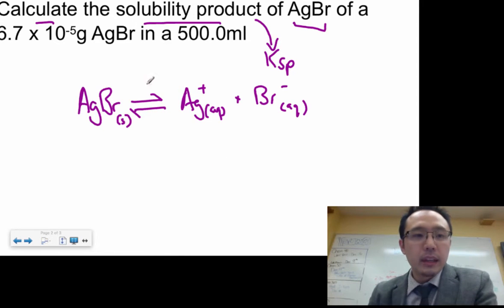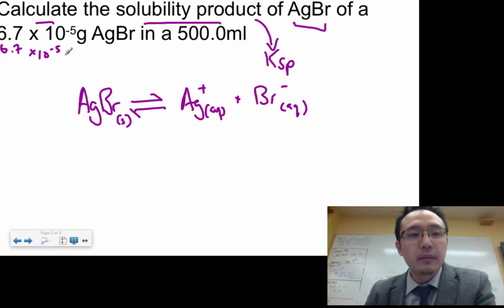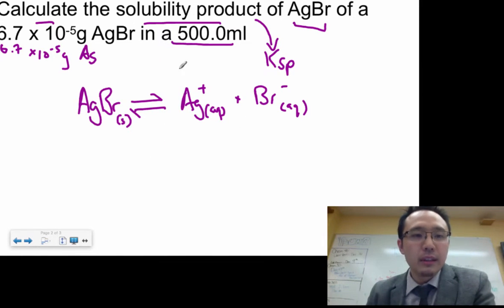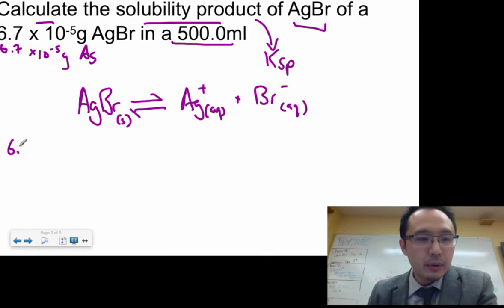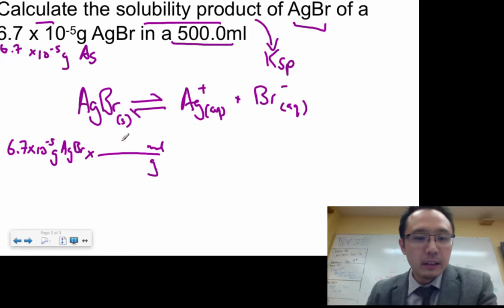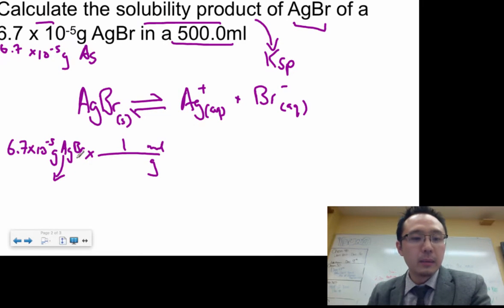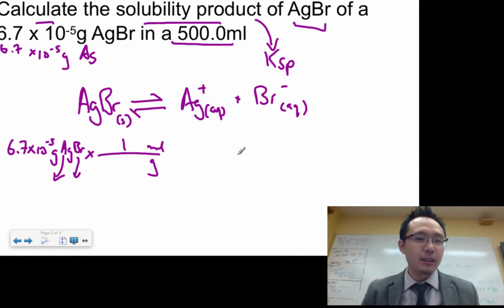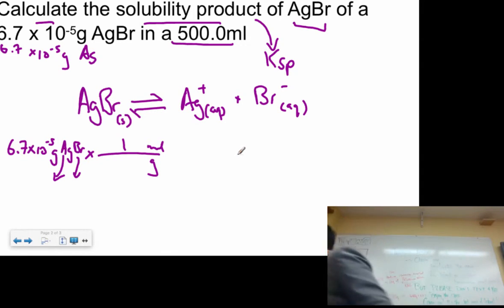Then we're given 6.7 times 10 to the negative 5 grams of AgBr in 500 milliliters of solution. The first thing you need to do is change all of this into molarity if you're not given that. So 6.7 times 10 to the negative 5 grams of AgBr times, and then grams per mole. Here we need to calculate the molar mass of Ag and Br. So what's the molar mass of Ag and Br? Let me see if I can get a periodic table.